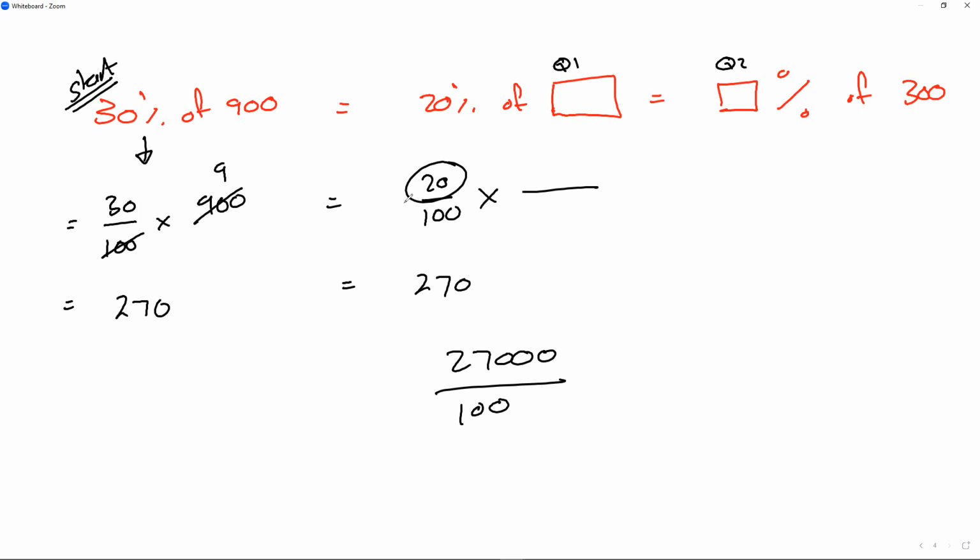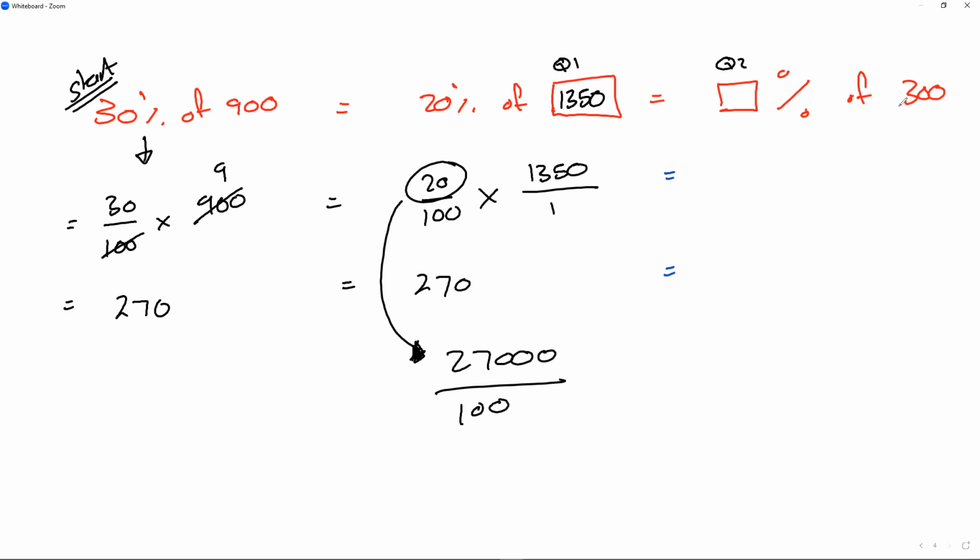Now 20 multiplies by what to get to 27,000? And that's the question. So if I take 27,000 and I divide it by 20, that'll come to 1350. So this number has to be 1350 over 1. So therefore the first answer is 1350. Let's look at the next thing now.